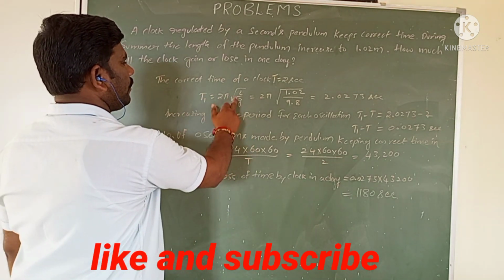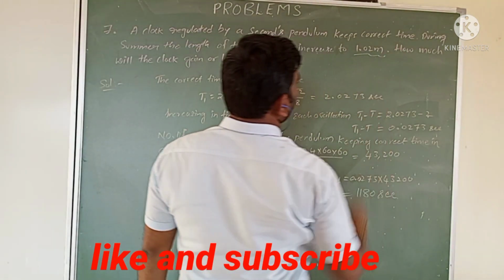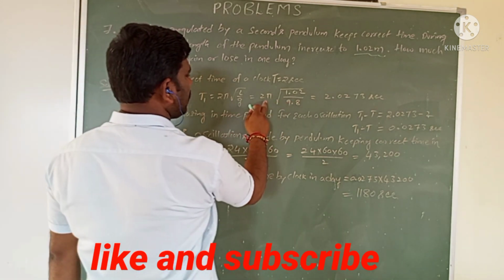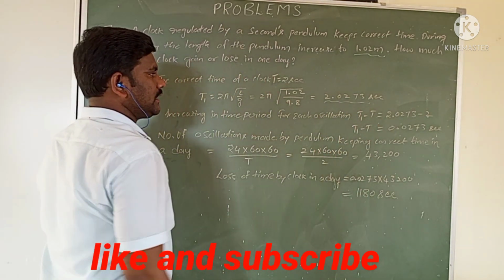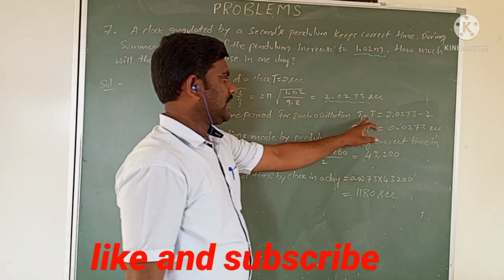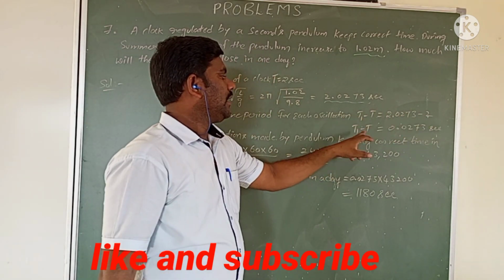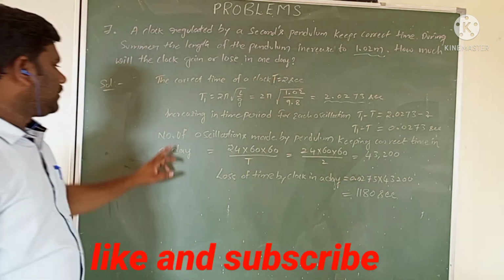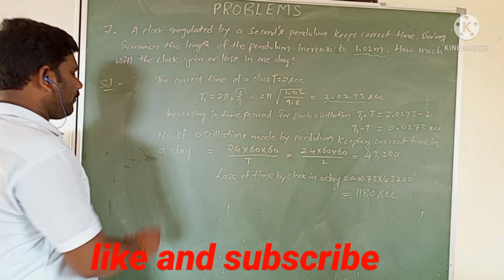That is equal to 2 pi into square root of the changed length 1.02 meters by g value 9.8. Then we calculate and get 2.0273 seconds. So the increase in the time period of each oscillation, T1 minus T, is equal to 2.0273 minus 2, which is 0.0273 seconds.